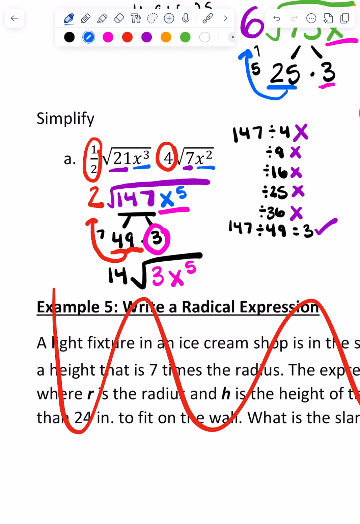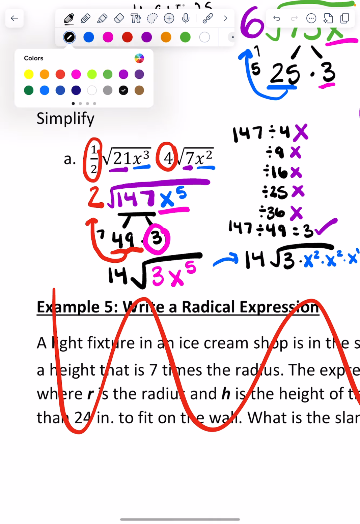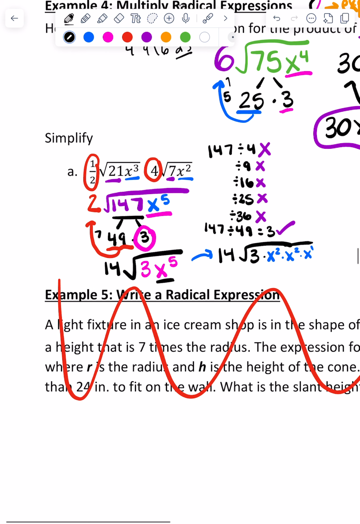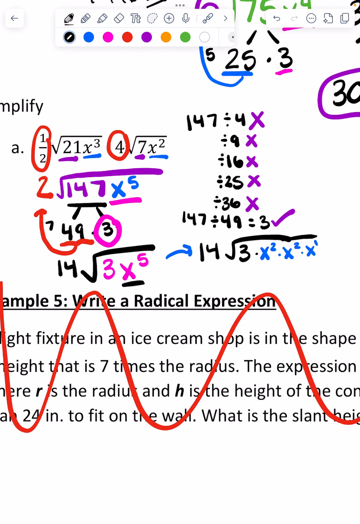All right, last step today. We are going to break down x^5 into as many x squareds as we can. So here's what we're looking at: x squared times x squared times x^1. That is equivalent to x^5, right? If I add all those exponents, it's still the same thing as x^5.